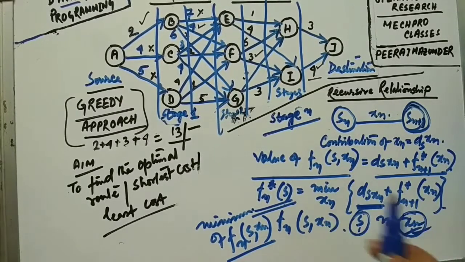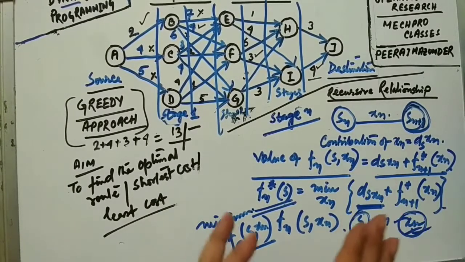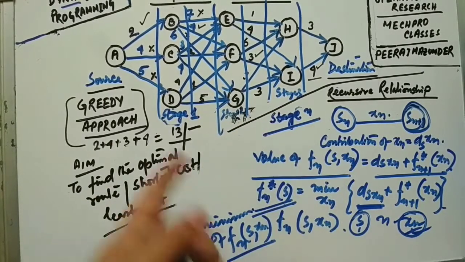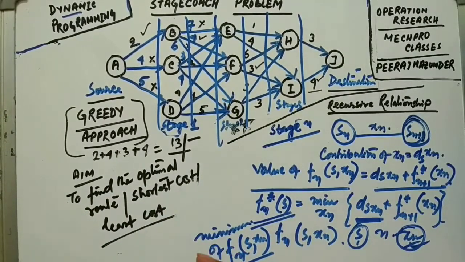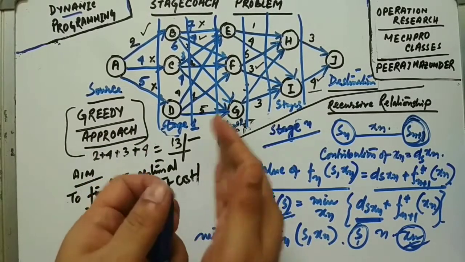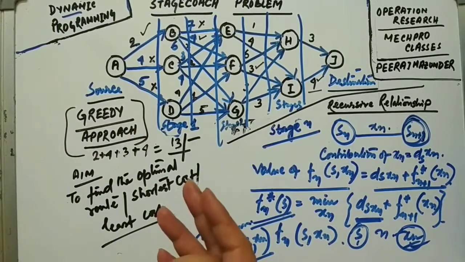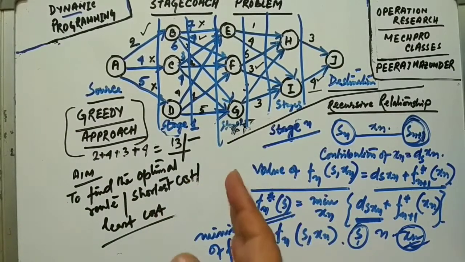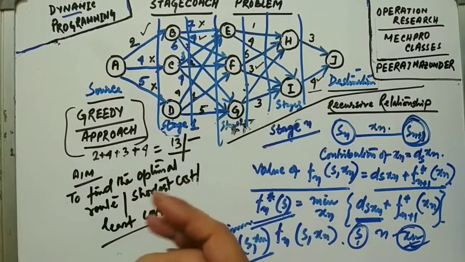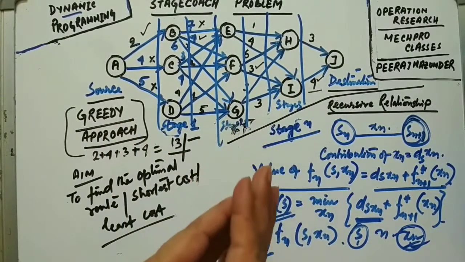Look, this is the recursive relation. You might be finding it a little bit difficult. You might think it will be very difficult to solve this stagecoach problem with this recursive relationship. I can assure you that when I am going to solve this problem, you will find it very easy. Just stick to the end of the video and we will have very much fun while solving this. This is a very interesting problem.